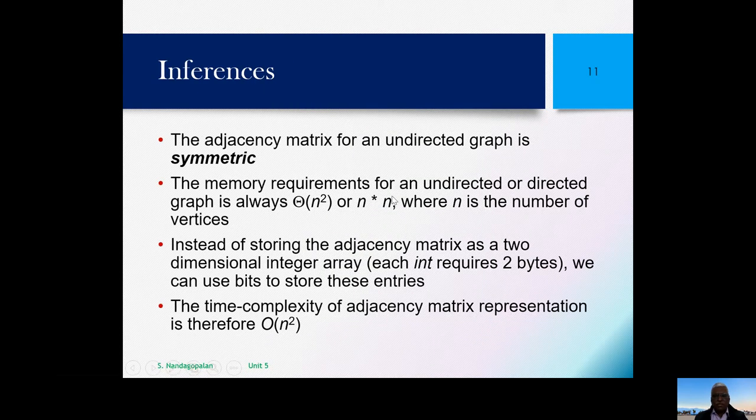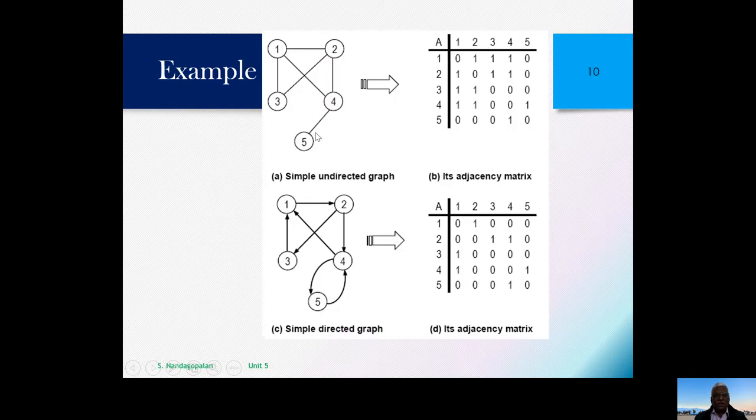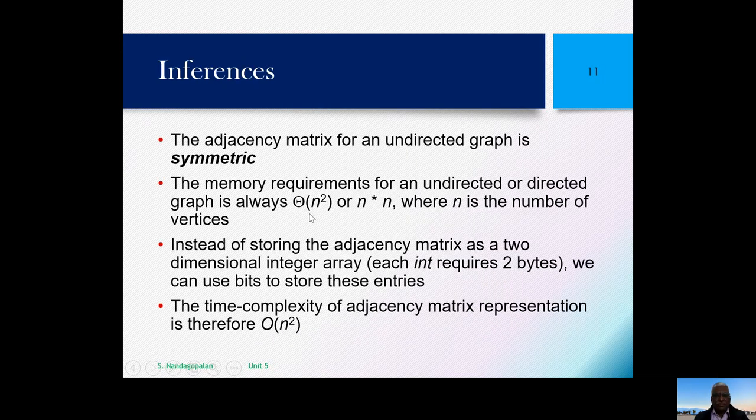The memory requirement for an undirected or directed graph is always theta of n square. That means whether we have fewer edges or more edges, or all pairs of vertices are connected, a complete set of edges, it doesn't matter. We have to have the number of rows and columns same as the number of vertices, that is n by n. Hence it is n square. So in order to understand what the graph is all about, you have to go through all rows and all columns, which means that the complexity is theta of n square.